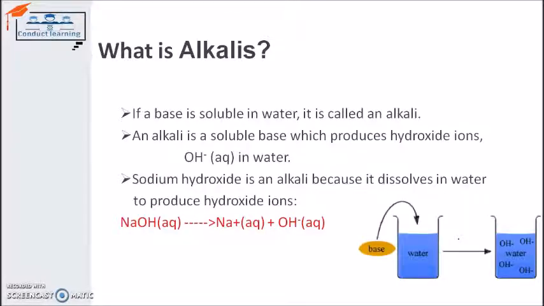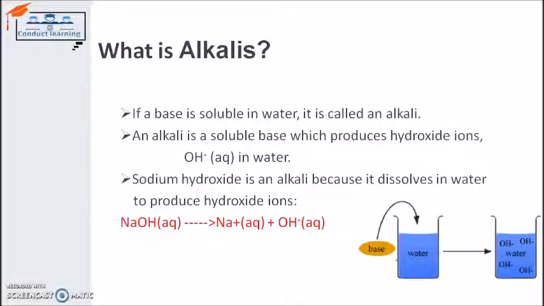What are alkalis? This is another thing you should know. There are two different kinds of bases. One base is soluble in water and another base is not soluble in water. If a base is soluble in water, it is called an alkali. And if a base is not soluble in water, it is simply a base but not an alkali. So an alkali is only a base which is soluble in water. And you can see this in this diagram.